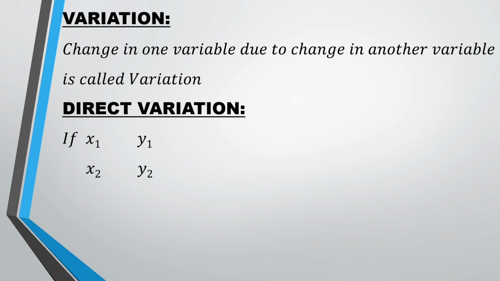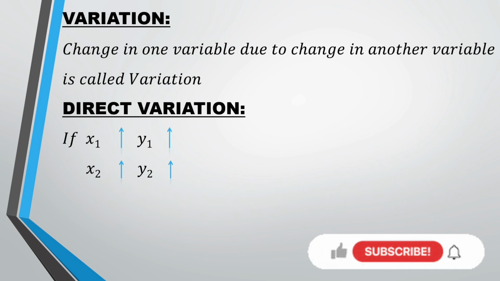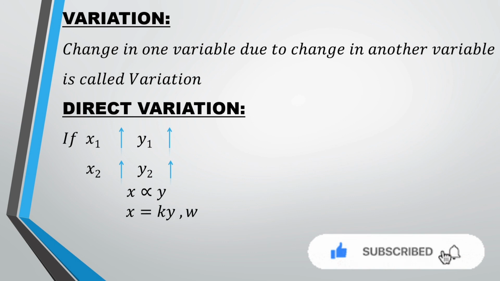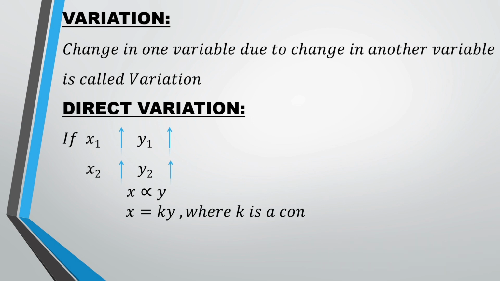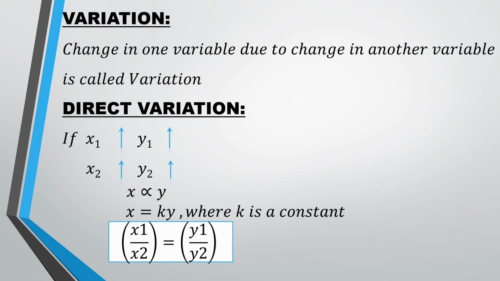If x1 increases, y1 also increases. If x2 increases, y2 also increases. So this is directly proportional. That is, x is directly proportional to y. That implies x is equal to ky, where k is a proportional constant. So that implies x1 by x2 is equal to y1 by y2. This is called direct variation.